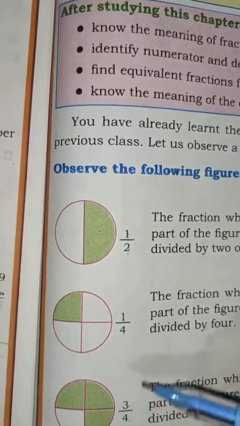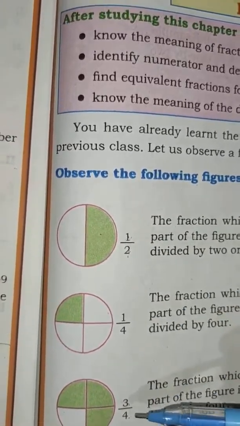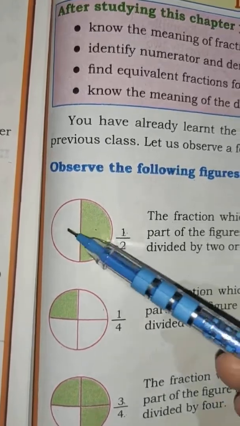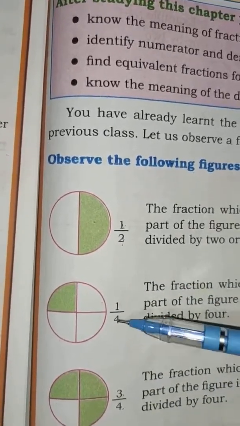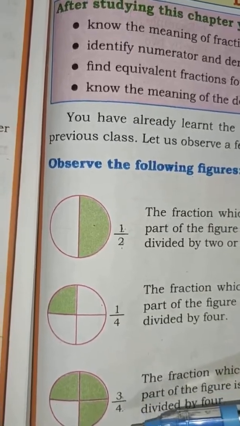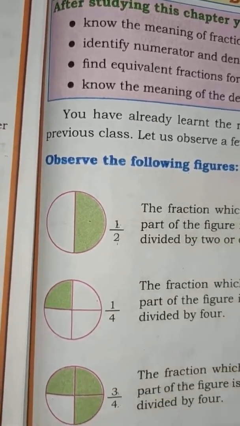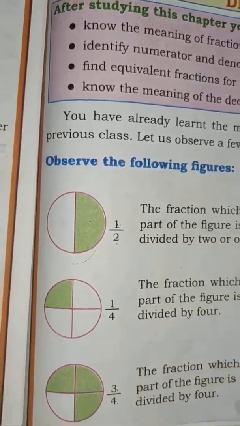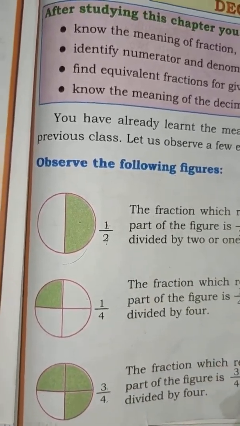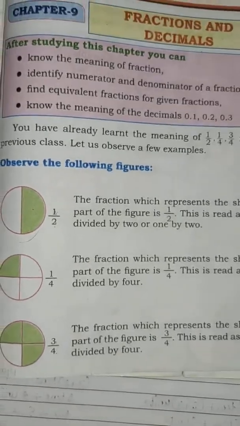So this 3, here 1, 1, 3, represents the number of equal parts selected. And this 2, 4, 4, represents the total number of equal parts into which a whole object is divided. Understood children? Okay, let us move to another concept.